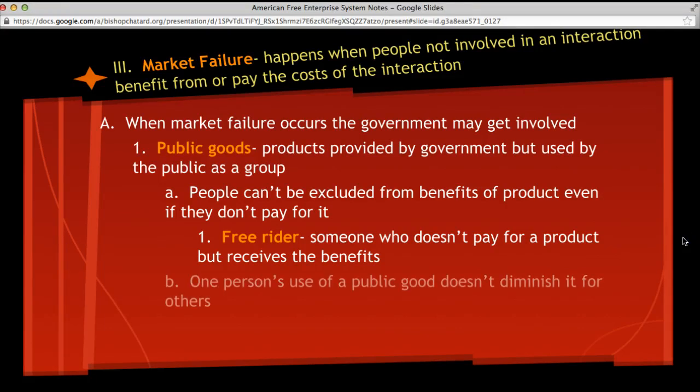All right, another characteristic of a public good is that when a public good is being used by one person, it doesn't diminish the benefit to other people. For example, a better example, I could use the force field, but a better example would be street lights. The government provides street lights to us.